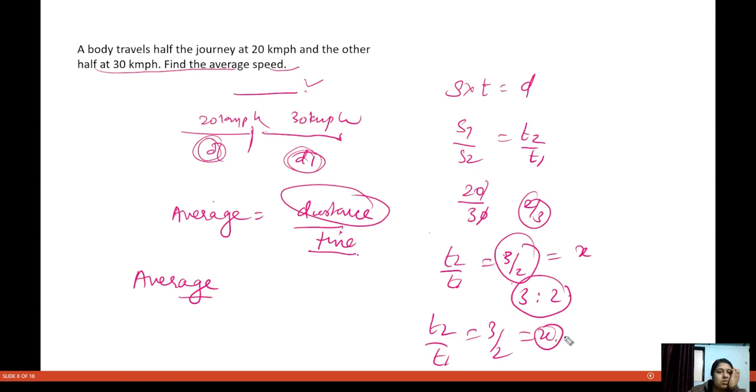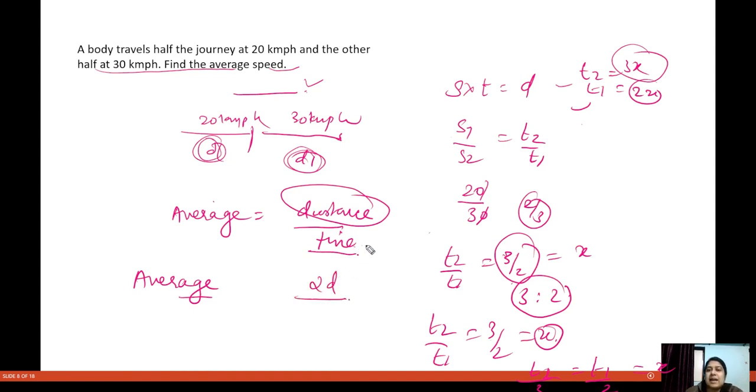So let us consider T2 by 3 is equal to T1 by 2 is equal to x. So you have T2 equal to 3x, T1 equal to 2x. We can do this by a simpler method also, but I am telling you the long way so that you don't make any mistake. Now you have time and you have the distance traveled. Distance traveled will be 2d.